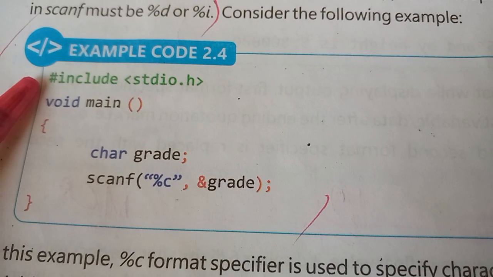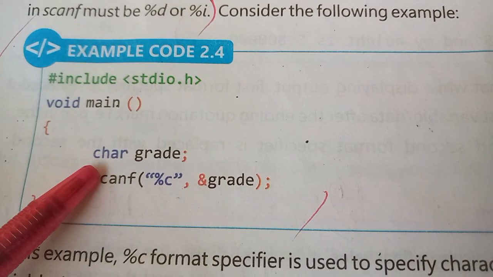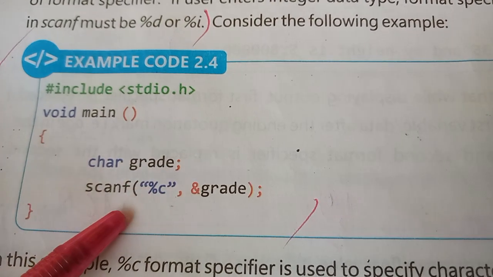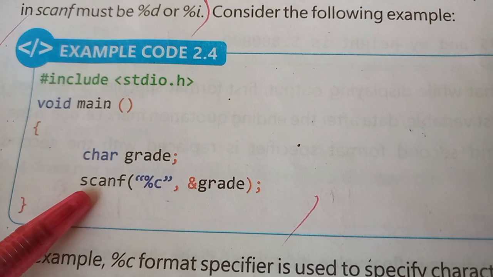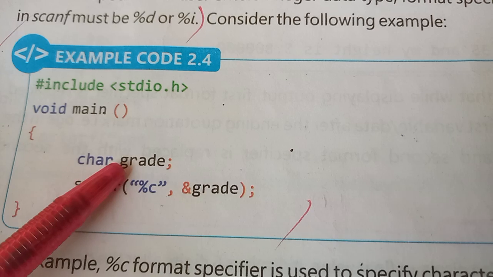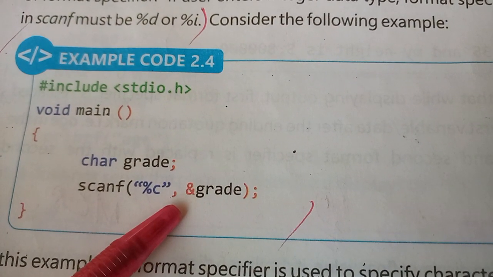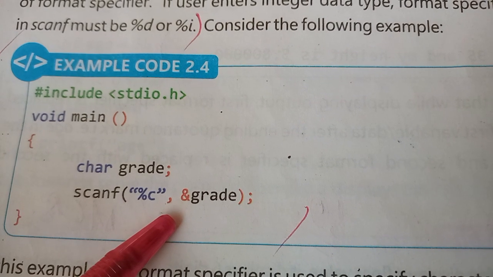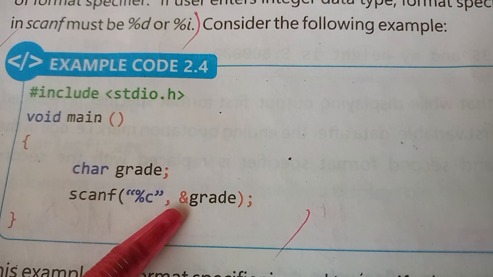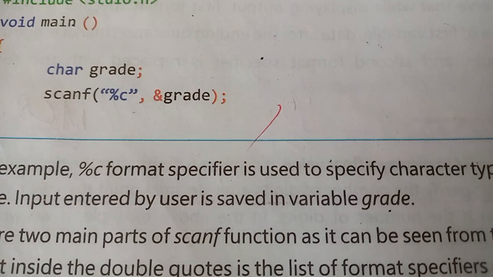First line will be the include statement, #include <stdio.h>. After that you write the main function. After that you declare a variable whose data type is character and whose name is grade. After that you use the scanf function with the format specifier of %c, and then you write the name of the variable preceded by an ampersand symbol. So what is the purpose of this ampersand symbol? This symbol represents the address of this variable. Okay, so here is some more information.